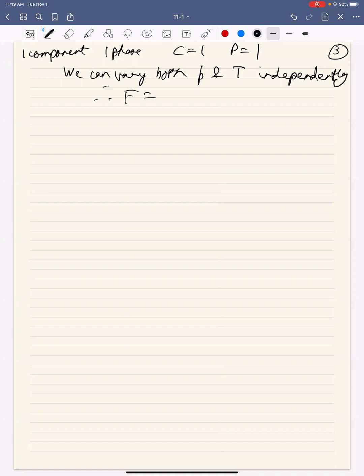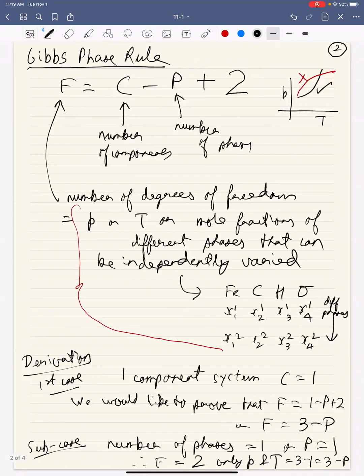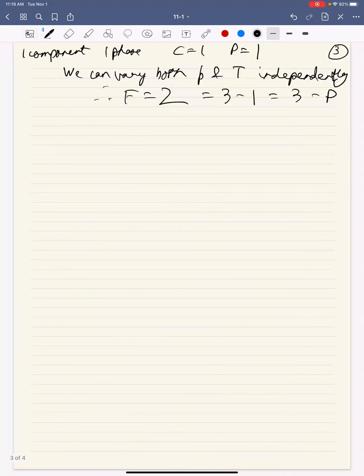Therefore, F is equal to 2, and there is no mole fraction to be varied because it's a single component system, which is equal to 3 minus 1, right? Or 3 minus P. So for single component, one phase, we have just shown that indeed F is equal to C minus P plus 2, right? So let's build up on this.